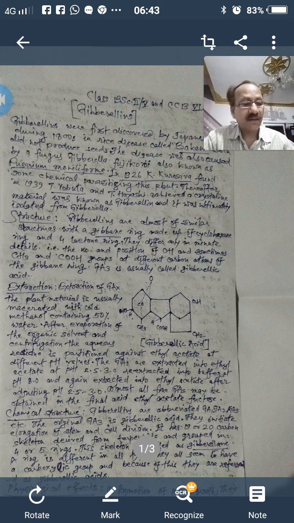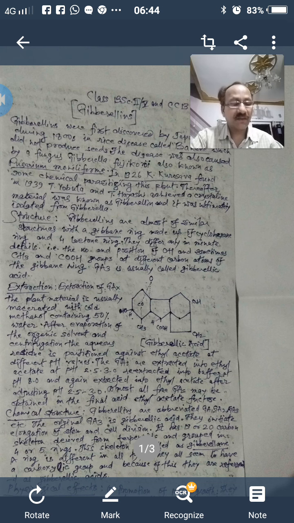In 1926, K. Kurosawa found some chemical parasitizing this plant. Thereafter, in 1939, T. Yabuta and T. Hayashi achieved a crystalline material, which was known as gibberellin and was ultimately isolated from Gibberella. So that was the history of Gibberella and gibberellin.